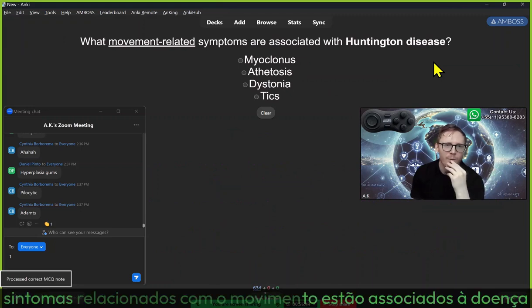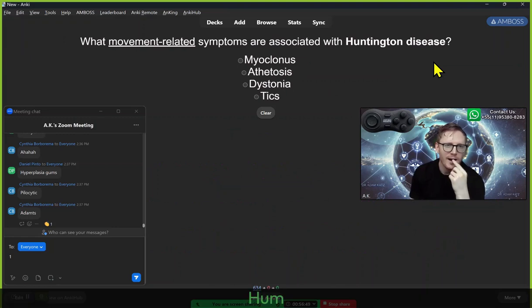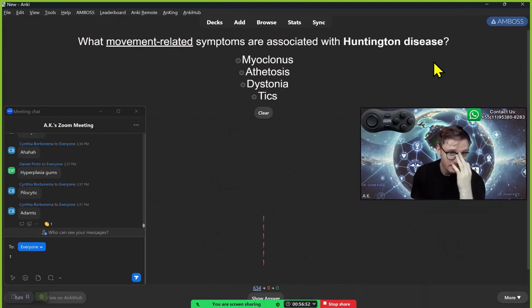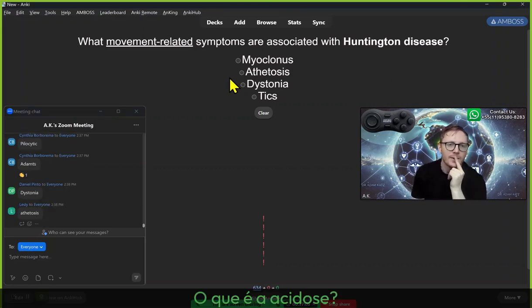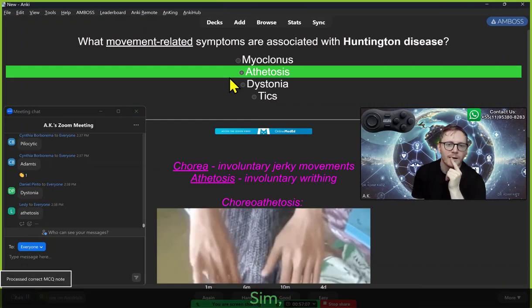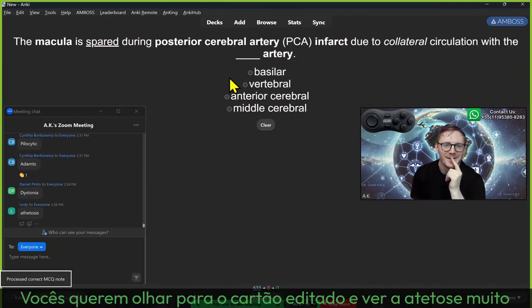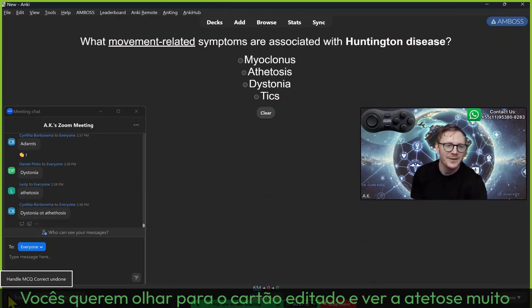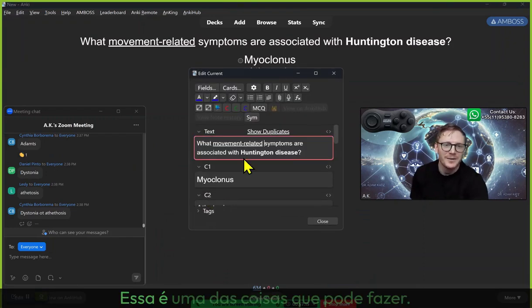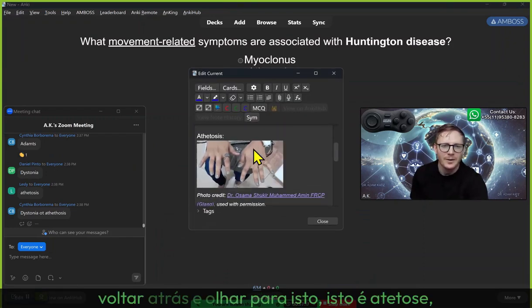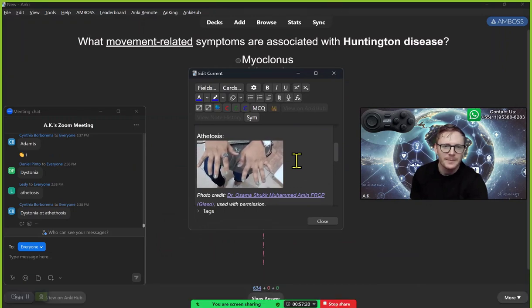That's my favorite enzyme, though. Just kidding. What movement related symptoms are associated with Huntington's disease? So I think this is athetosis, right? What do we think? What is athetosis? Do we know? Somebody want to write in? We can look at that later. Do you guys want to look at the edited card and just look at athetosis real quick? That's one of the things you can do. You can hit select, go back and look at this. This is athetosis, you guys.